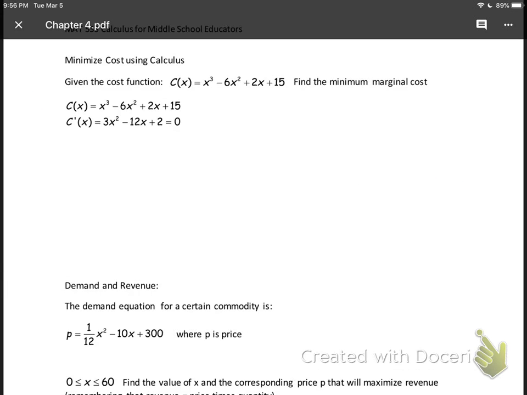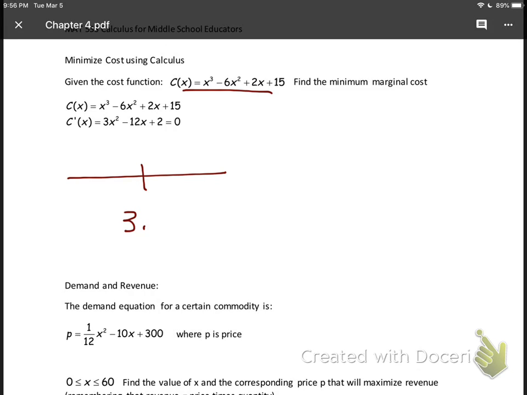Okay, so here's the cost function right here, and you're going to find the minimum marginal cost. So take your first derivative, set it equal to 0, and you're going to solve for your critical value. So go ahead and do that, and then I'll catch up with you. Okay, so when I did this problem, I got only one critical value. So I think we have a double root. So anyway, you're going to have a critical value, and I have a critical value of 3.8.